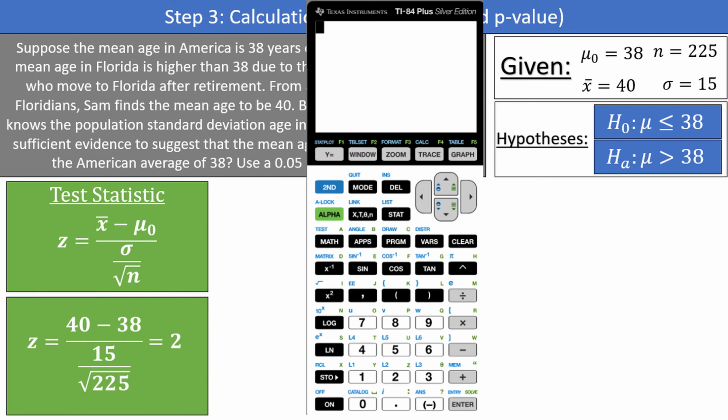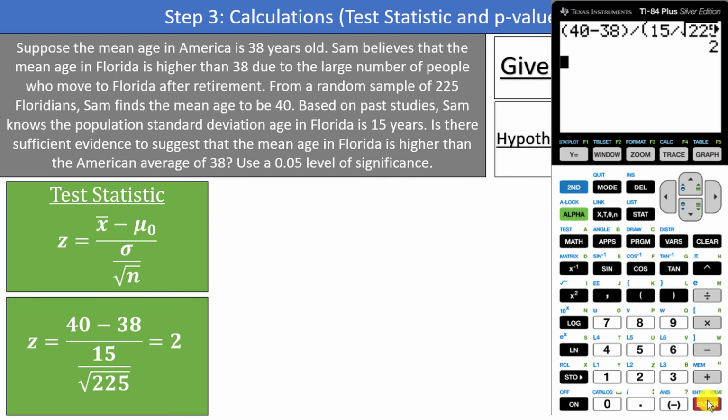Typing into the calculator, we want to put parentheses around the numerator and denominator. So we have open parentheses, 40 minus 38, close parentheses, divided by, open parentheses, 15, divided by the square root of 225. Arrow over to get outside of the square root, and then close parentheses. When you press enter, you get 2, so the test statistic is z equals 2.